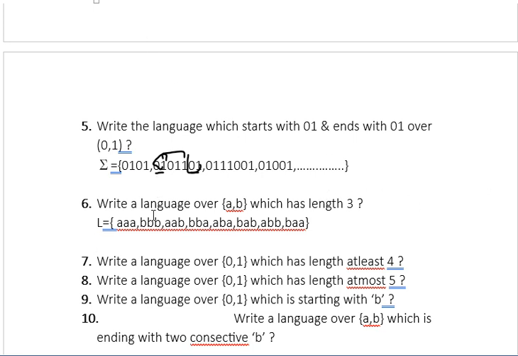Okay. Now next question. Write a language over 0, 1 which has length at least 4, means what?